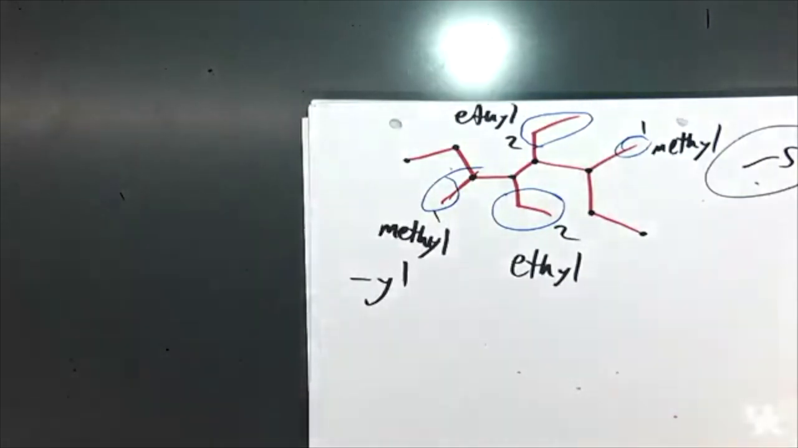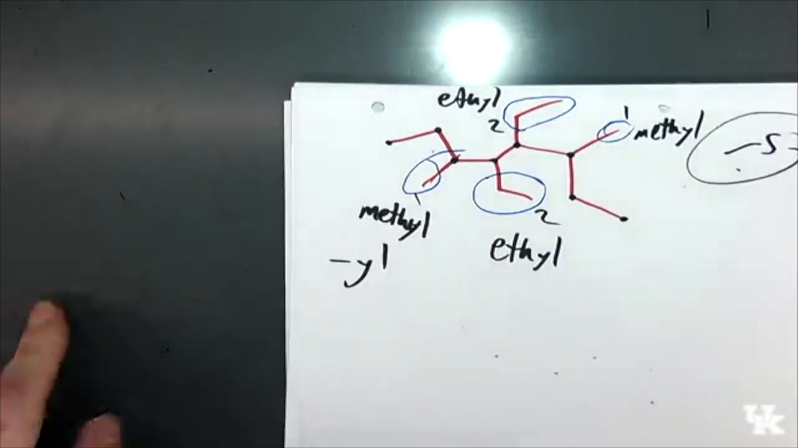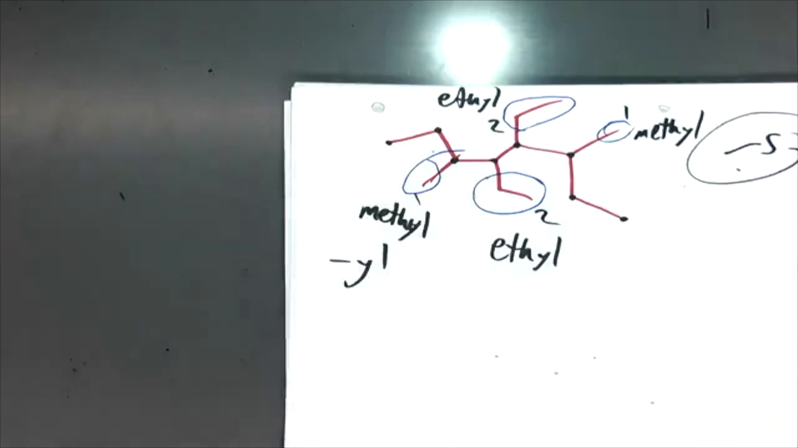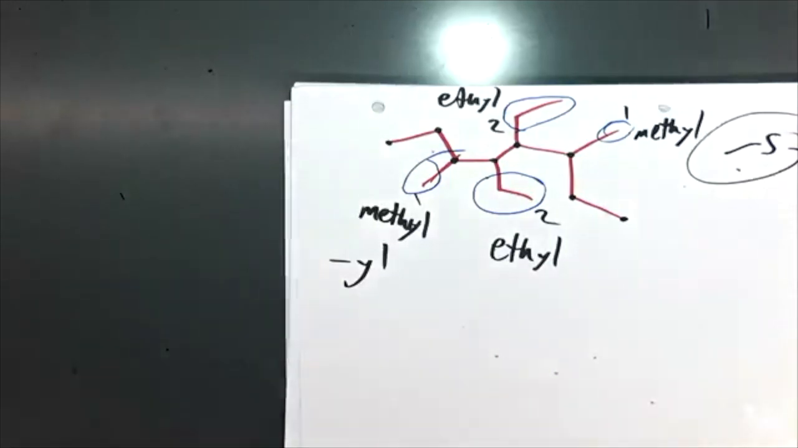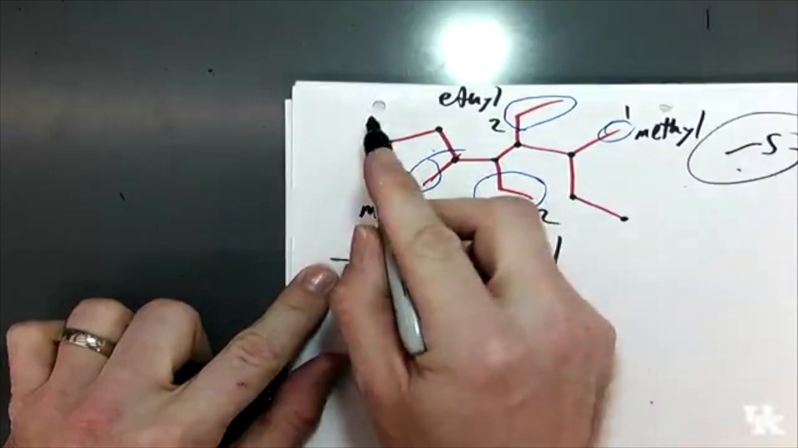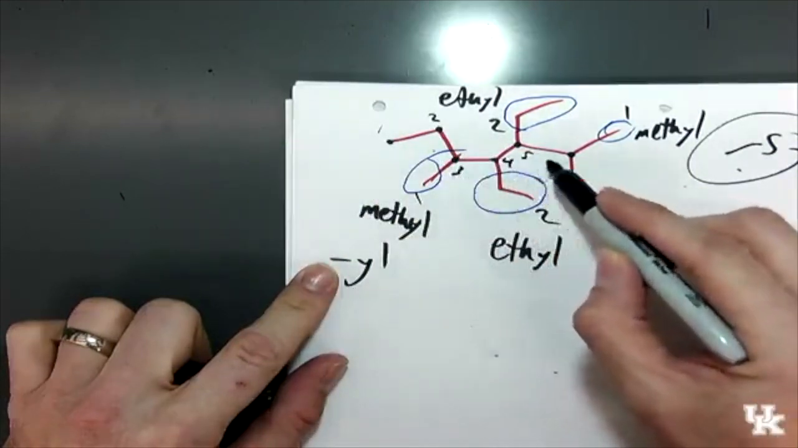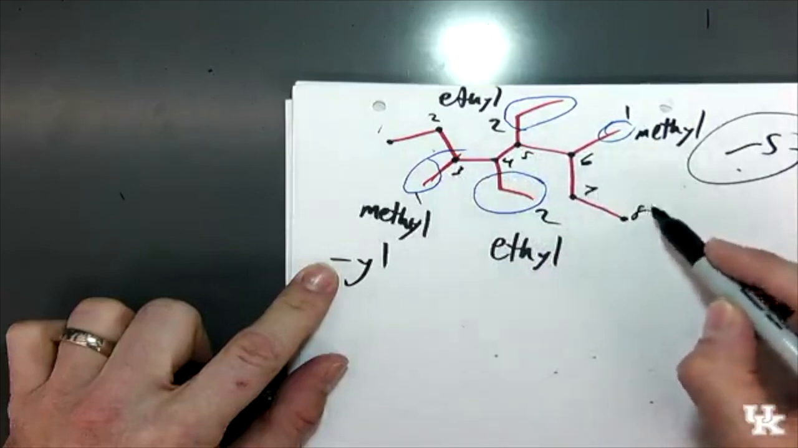So what the trick is with the numbering, you always want to make the numbers as low as possible for whatever it is you're talking about in the molecule. So that means here we have two options. I'm going to do them in two different colors here. Starting on the left, I'll do 1, 2, 3, 4, 5, 6, 7, 8.